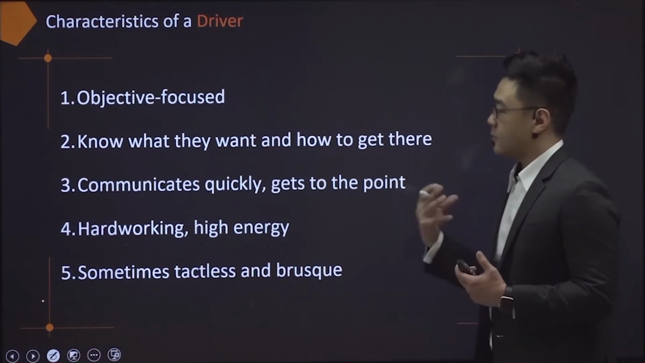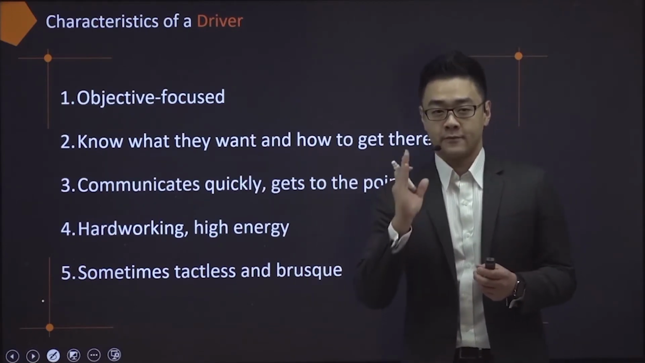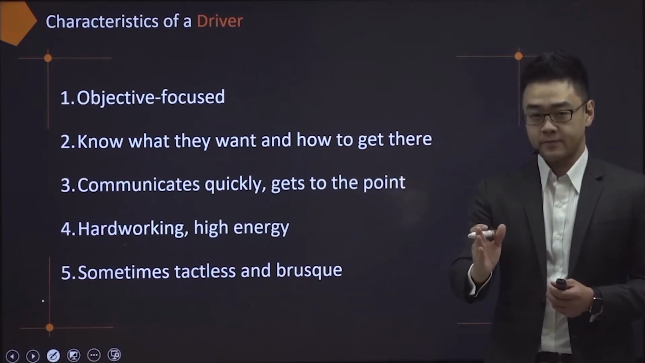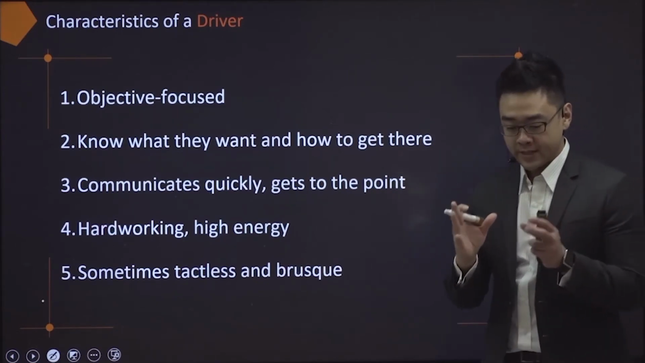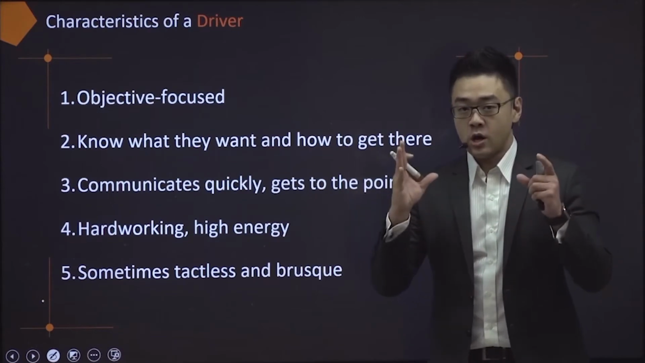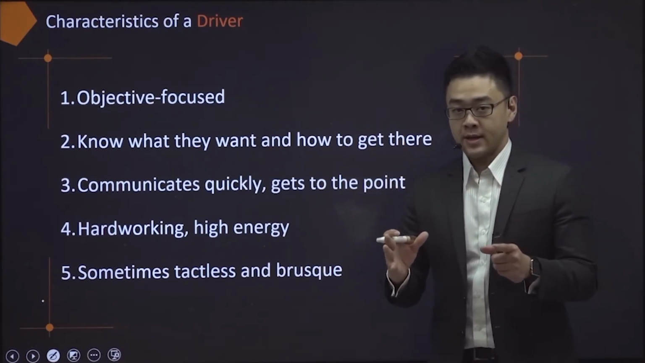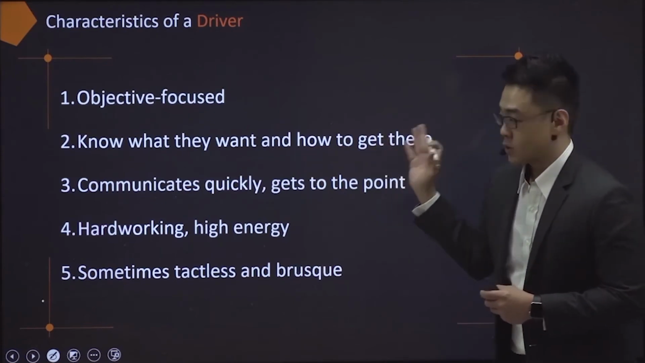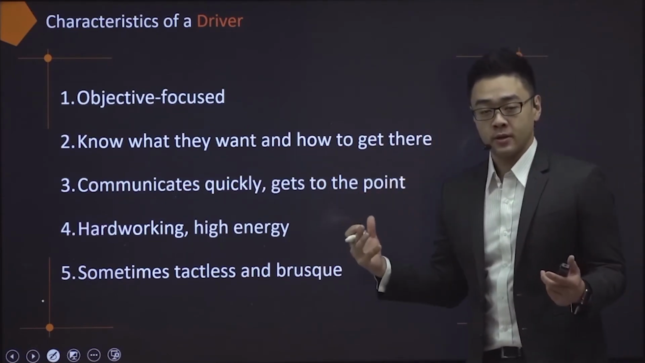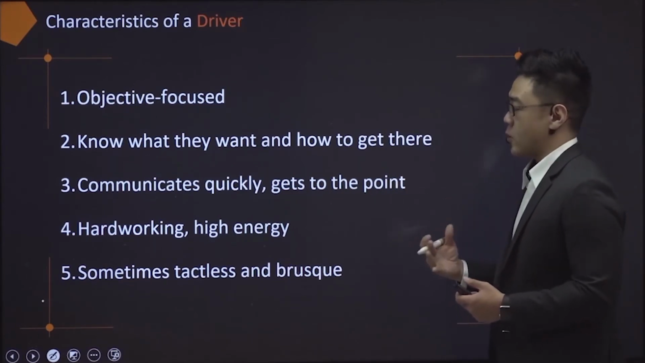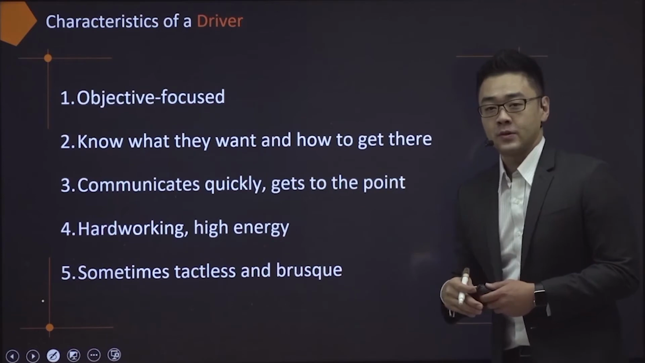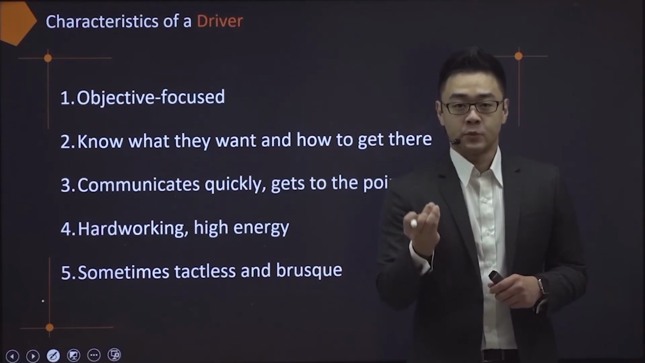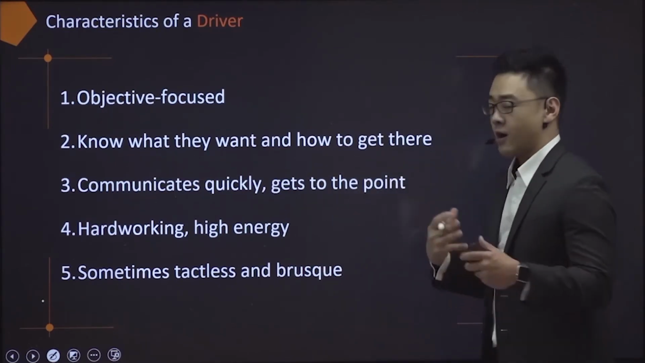So when you think about it, objective focused, people who are driver type focus on the target, focus on the plan, focus on the objective, on the mission. So if you have something to do, you will put all your attention on doing that particular work and make sure that you see it through and make sure that you can succeed. That's the first quality of a driver type person. Sounds pretty good, right? And then the second one is to know what they want and how to get there. So if you are a driver, you know what you want and you plan to reach the goal. All right. So all very good qualities.